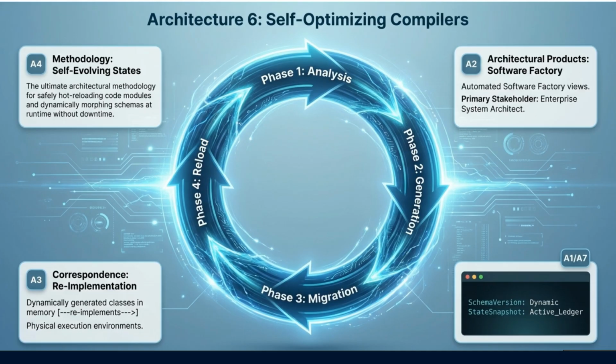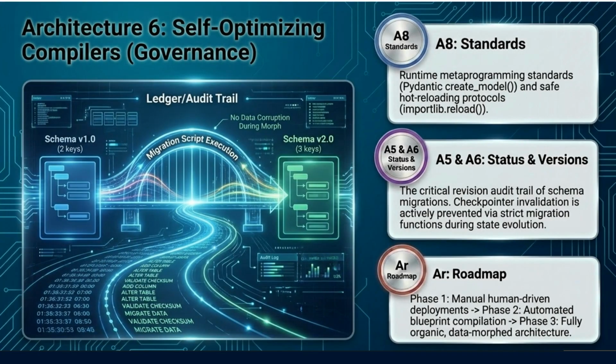Architecture 6 explores self-optimizing compilers. This methodology uses self-evolving states for safely hot reloading code and dynamically morphing schemas at runtime. The process involves analysis, generation, migration, and reload. Governance for self-optimizing compilers utilizes runtime metaprogramming standards. Critical checkpoint invalidation is prevented during schema migrations, moving towards a fully organic, data-morphed architecture.